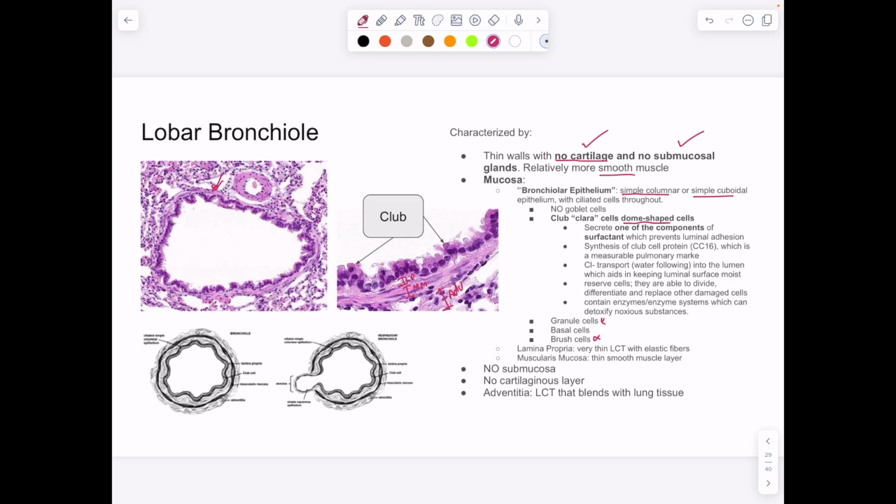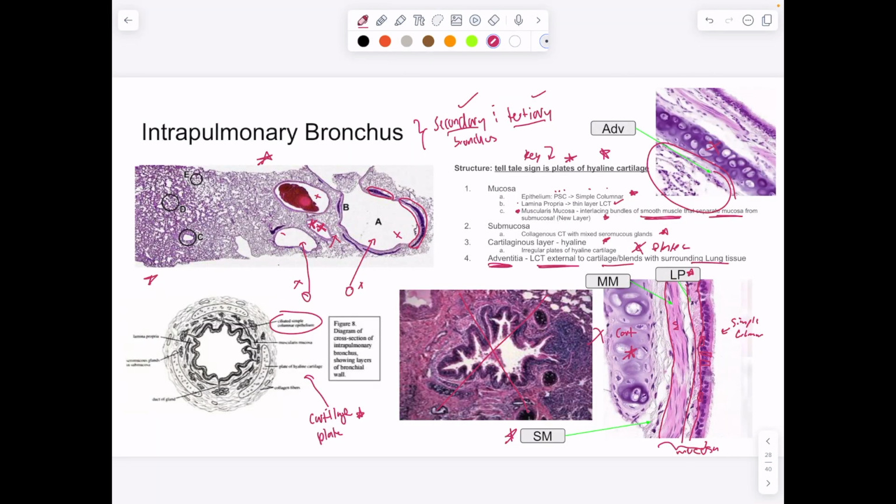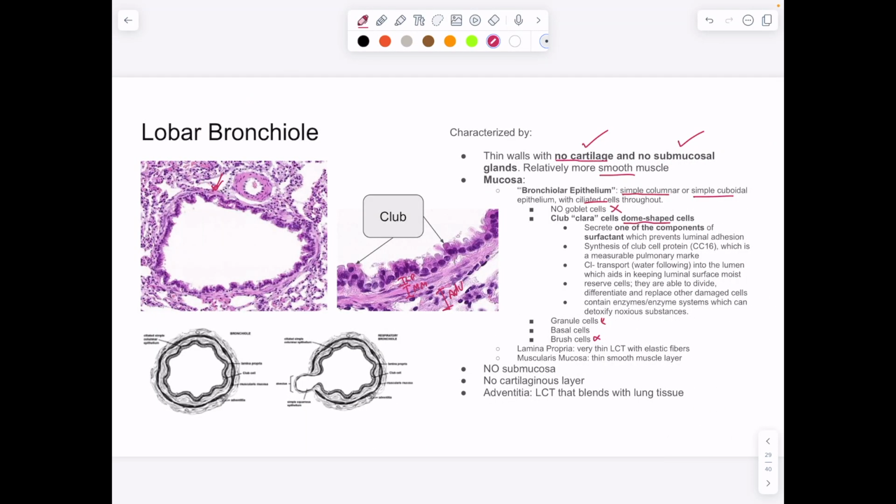So simple columnar or simple cuboidal epithelium with ciliated cells throughout. At this point, we've reached far enough into the lungs. We've gone past our situation where having mucus is going to be useful. So we do not have any goblet cells. However, we do have club or Clara cells, which are these dome-shaped cells in our epithelium.